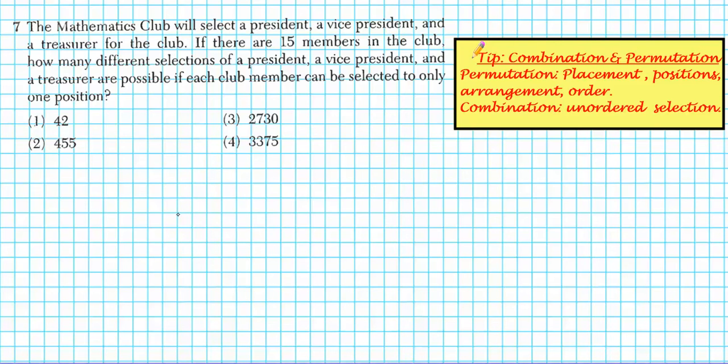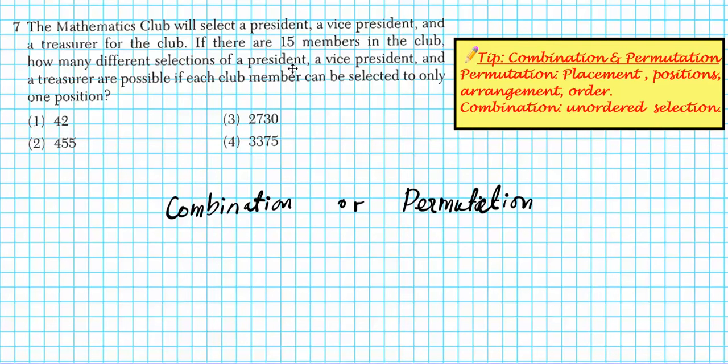The question is, is it combination or permutation? This is a question that most students normally ask. So a quick tip to keep in mind is that when you think about permutation, you're thinking about placement, positions, arrangement, or ordering. Combination on the other side has nothing to do with order. It's an unordered selection.